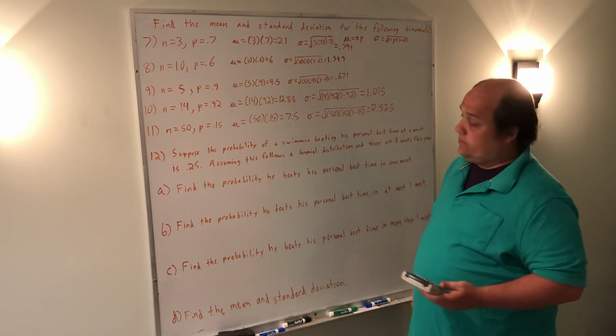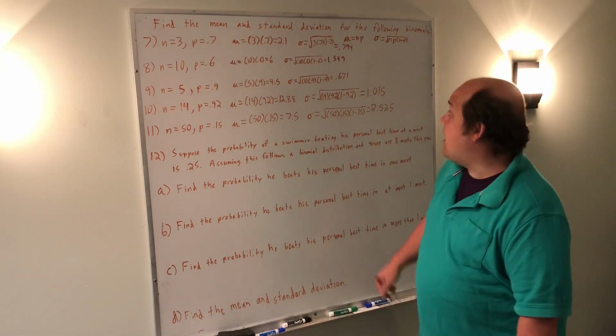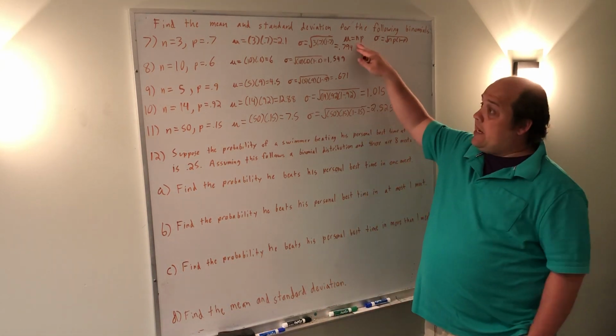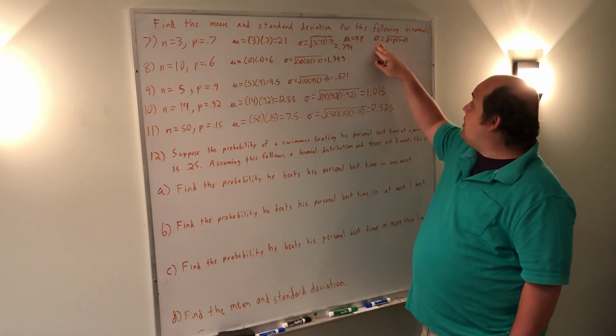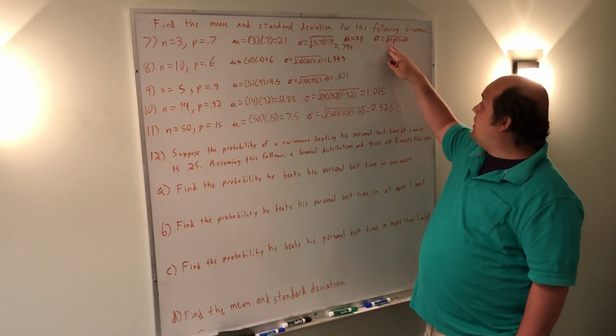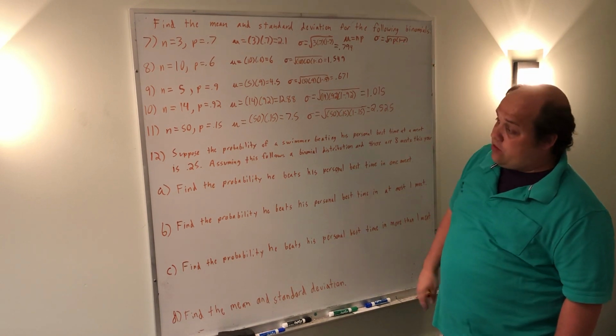So again, this is really just applying these 2 new formulas that we have. The mean, just take the number of trials times the probability of success. The standard deviation, under the root, take number of trials times probability of success times probability of failure.